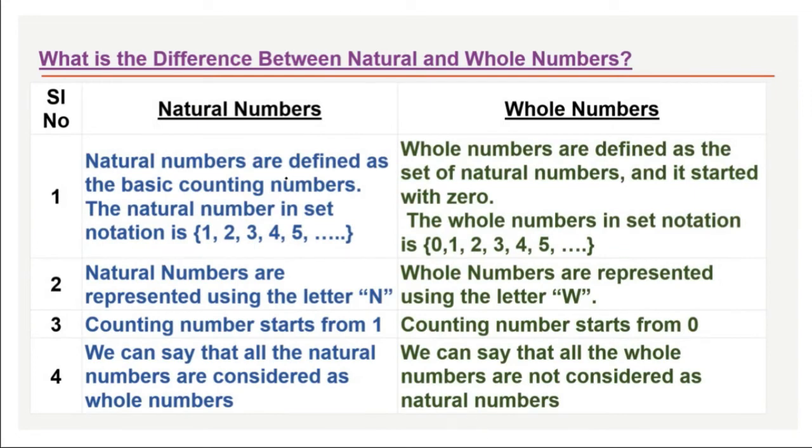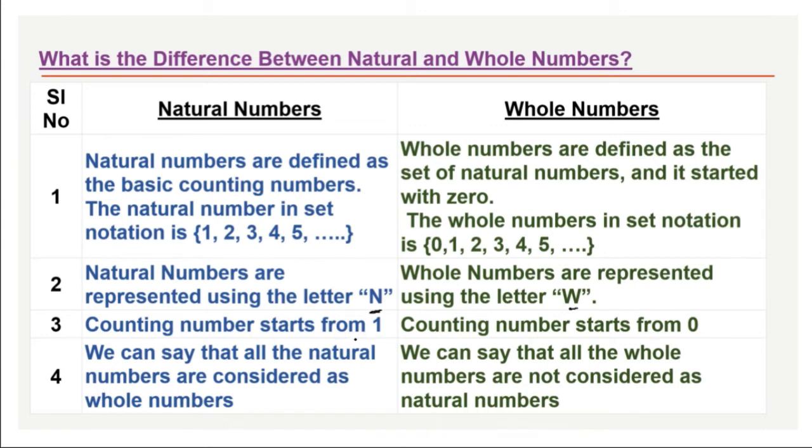Natural numbers are defined as the basic counting numbers. The natural numbers in set notation is given by 1, 2, 3, 4, 5 and so on. Whole numbers are defined as the set of natural numbers along with 0, and in the set notation it is given by 0, 1, 2, 3, 4, 5 and so on. The set of natural numbers are represented with capital letter N. The set of whole numbers are represented with capital letter W.